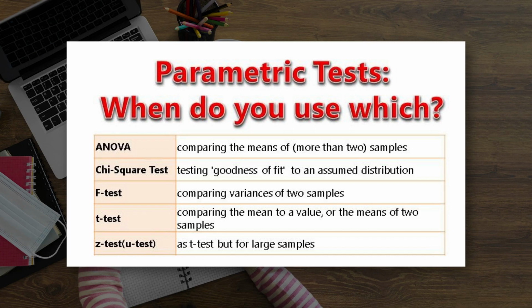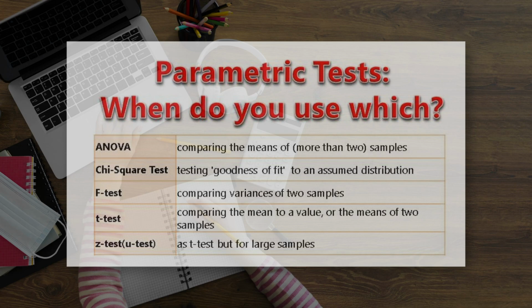As far as the ANOVA test is concerned, which we will cover in our forthcoming session, it focuses on comparing the means of more than two samples. The chi-square test tests goodness of fit to an assumed distribution. The F test compares the variances of two samples. The T test, which we usually call the student T test, which we will talk about elaborately, compares the mean to a value or the means of two samples. So the Z test is like the T test but for a large sample.